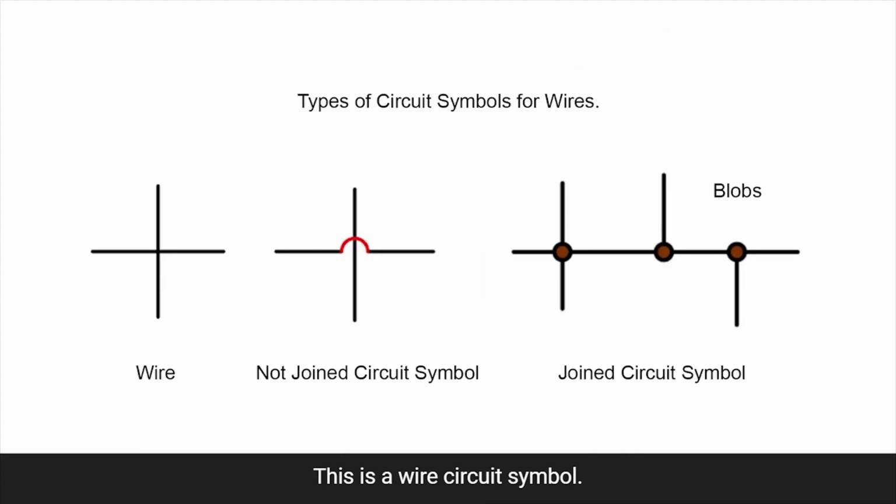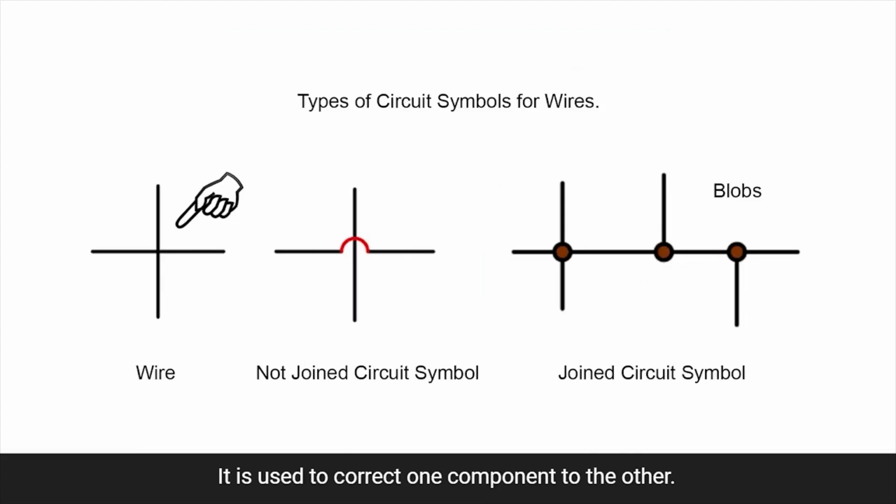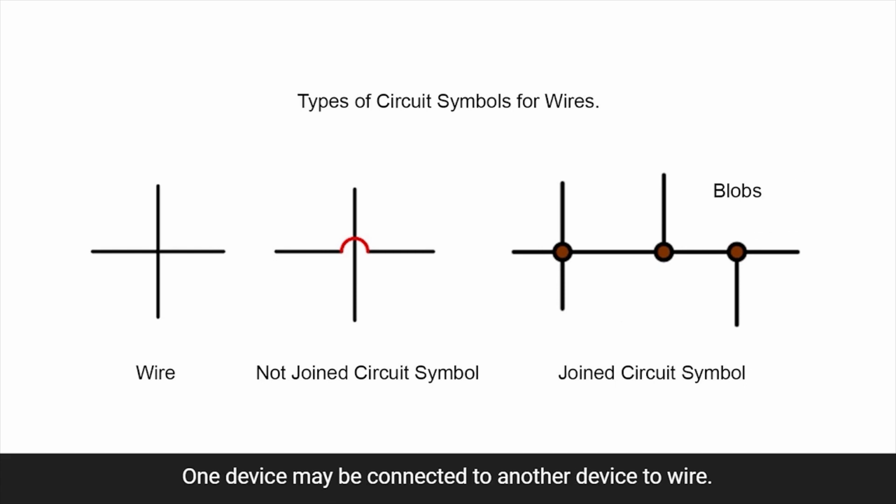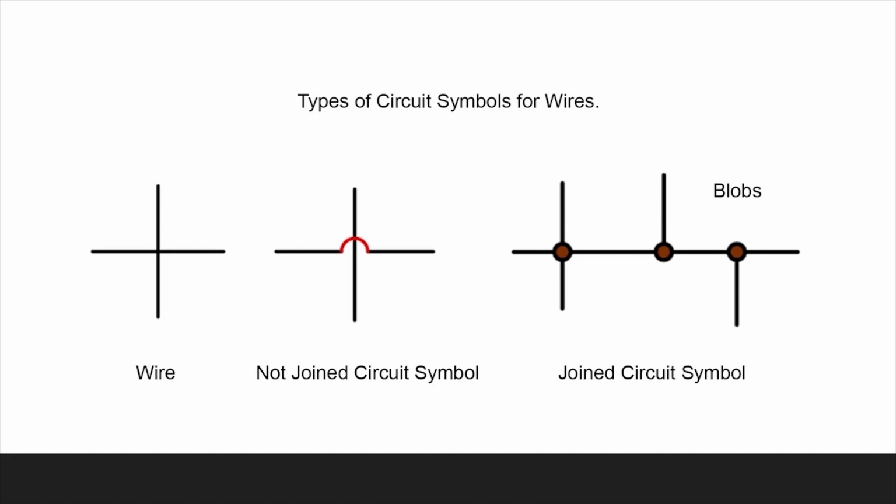This is a wire circuit symbol. It is used to connect one component to the other. This is the joined wire circuit symbol. One device may be connected to another device through wires. This is represented by drawing a block on the point where they are joined.